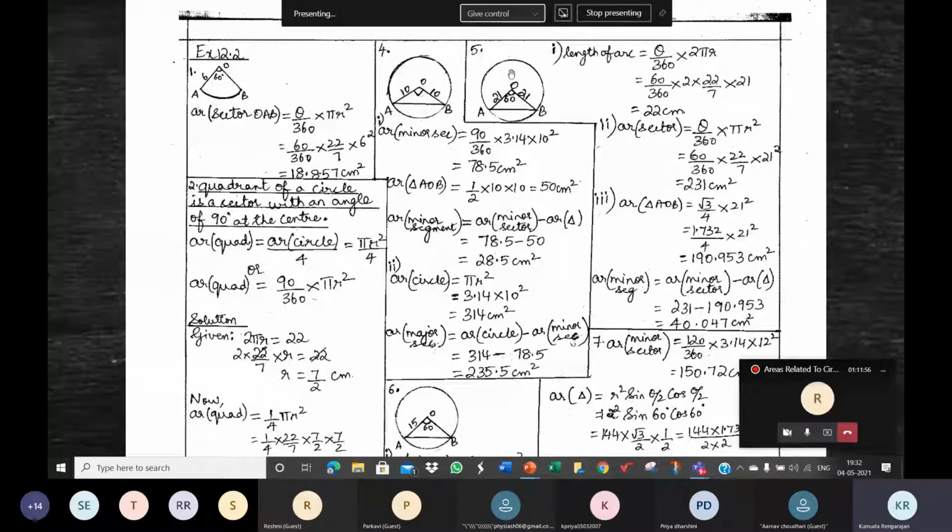You can see a circle, center O, the chord is AB. You can call it anything, PQ, XY, whatever. And the angle formed at the center is 60 degrees. So you'll have to join like this and show the angle at the center, 60 degrees. The radius is 21 centimeters. So given all this, we need to find the length of the arc.